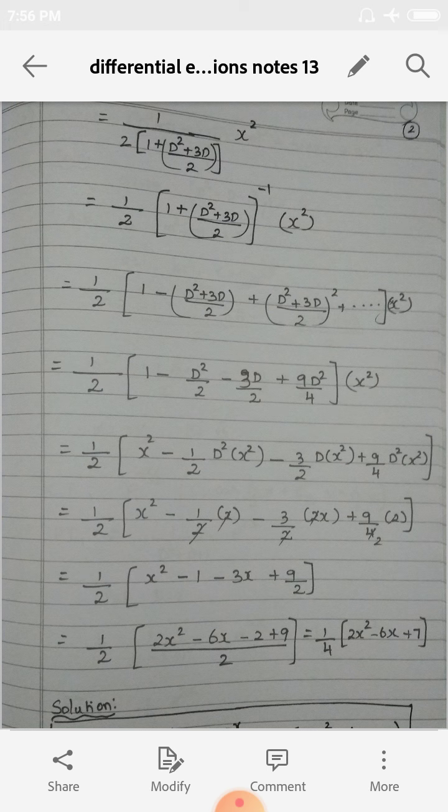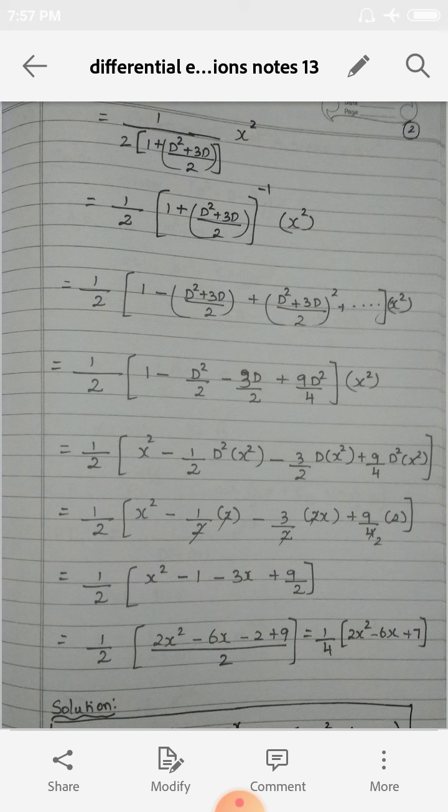So when we expand the term (d square plus 3d by 2) the whole square, what happens? Squaring d square, we get d power 4. With the (a plus b) whole square formula, what happens? a square plus 2ab plus b square. So we get d power 4, d cube, d square. So you have to just neglect d power 4 and d cube. Consider only the d square.